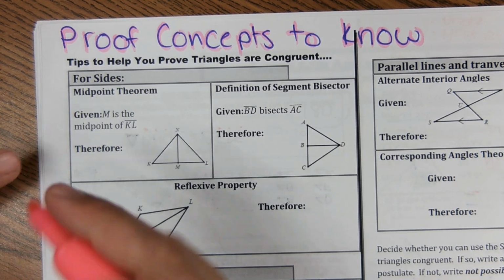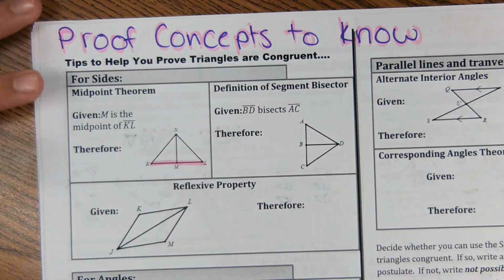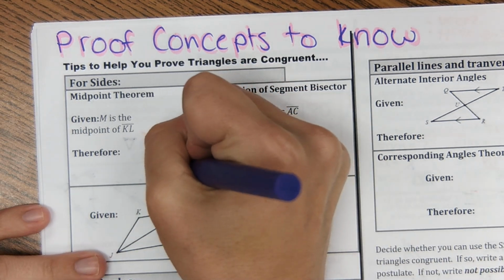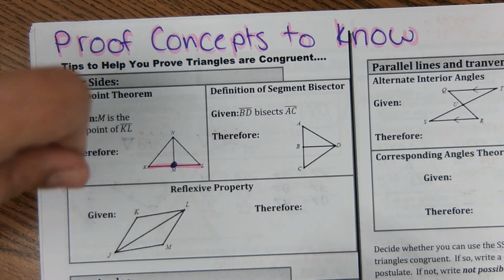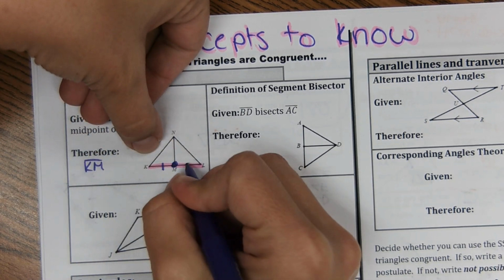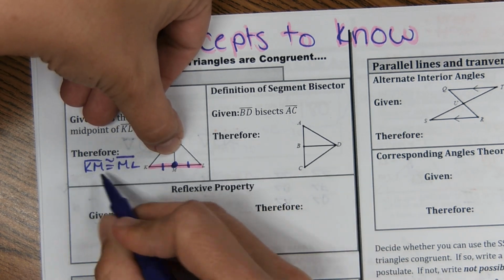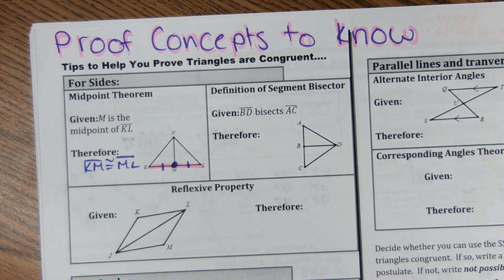It says given that M is the midpoint of KL, so here is segment KL, and it's saying, okay, M is the midpoint. What can you prove from that? Well, if M is the midpoint, I can prove that KM is congruent to ML. And that's what it's looking for. So since M is the midpoint, segment KM is equal to ML.